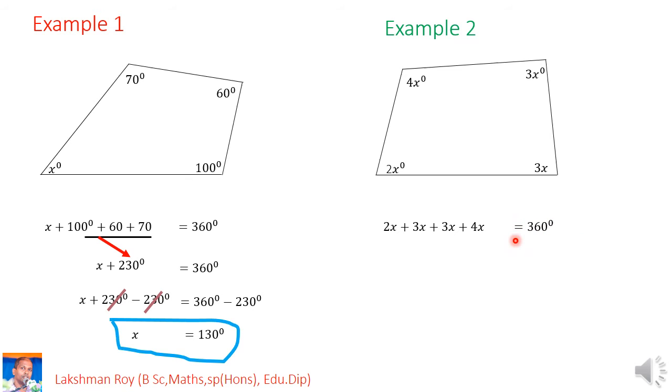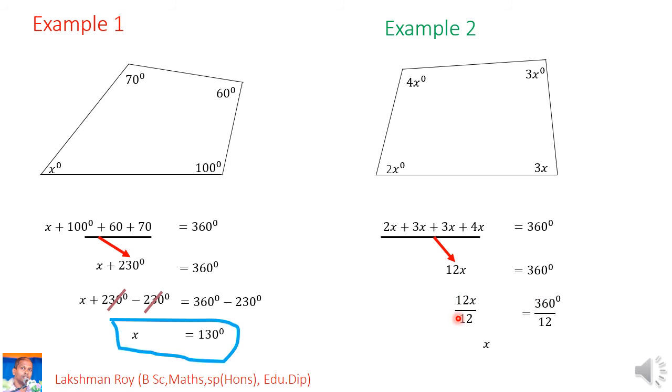So that is the result we got. Then you can add all the x: 2x, 3x, 3x, 4x. How many x? 2x plus 3x is 5x, 5x plus 3x is 8x, 8x plus 4x, you get 12x, and 360. Now what we have is a simple equation, x multiplied by 12. To remove this multiplied 12 you have to divide by 12. If you divide the left hand side of this equation, you should divide the right hand side also.